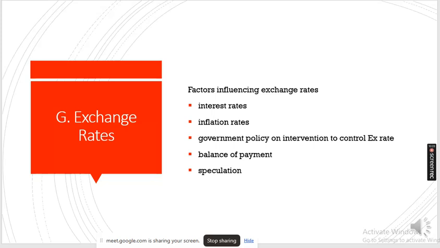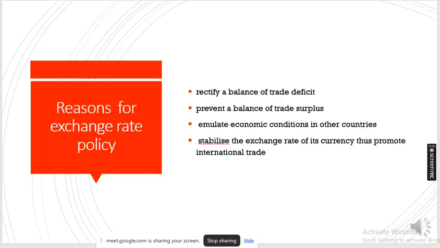Speculation. Speculation is when people just talk about an event before it happens. To say maybe next year the kwacha will be 5,000 kwacha for $1. If that happens, people will be forced to keep dollars in their houses. Then that shall lead to devaluation of the currency.